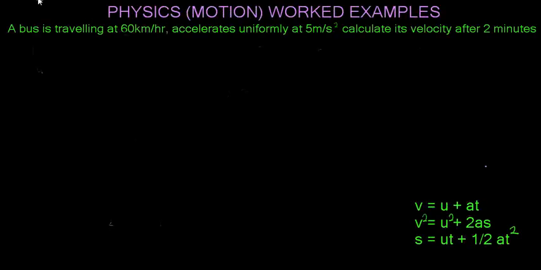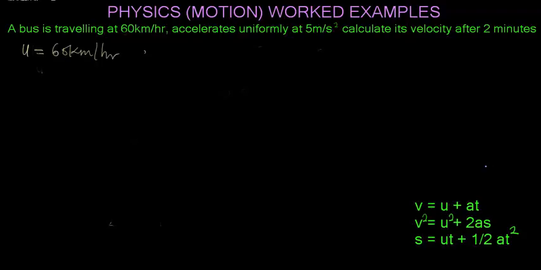Now another question that we want to solve is this. A bus is traveling at 60 km per hour, then it accelerates uniformly at 5 meters per second squared. Then they said we should calculate its velocity after 2 minutes. The question states that it is already traveling at 60 km per hour. So our initial velocity is 60 km per hour, and then it accelerates uniformly at 5 meters per second.